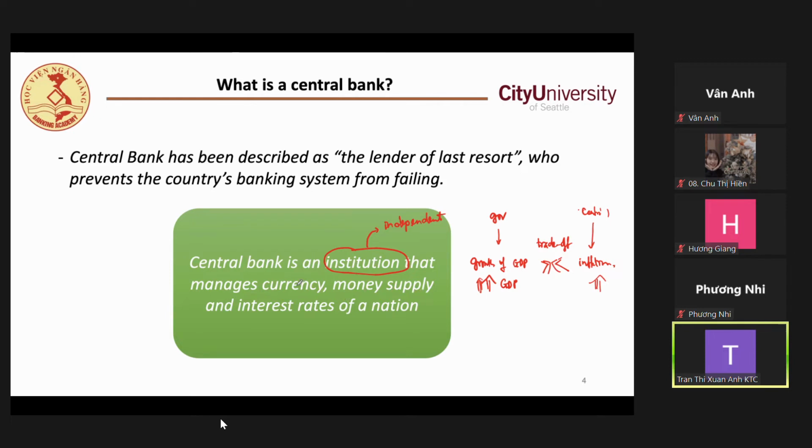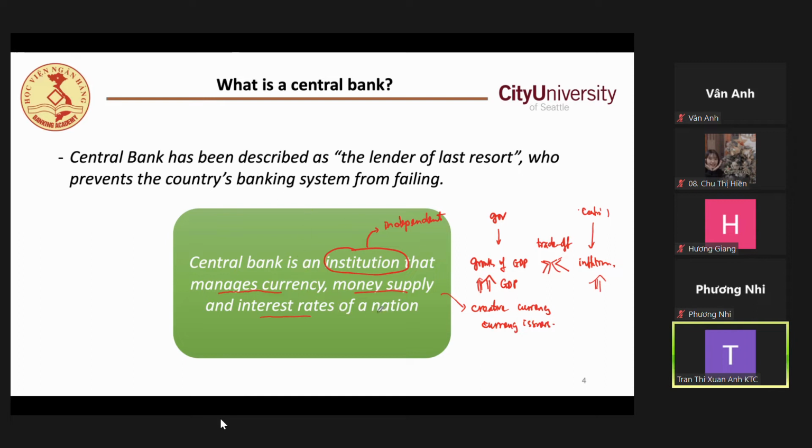And the central bank also has the role of managing currencies in and out of the banking system. And they conduct money supply, which refers to creating currencies. Later we will mention the function of currency issuers, and interest rate. Okay, and interest rate.